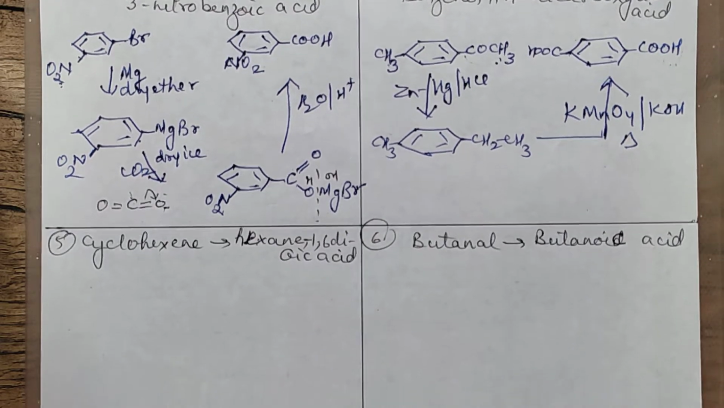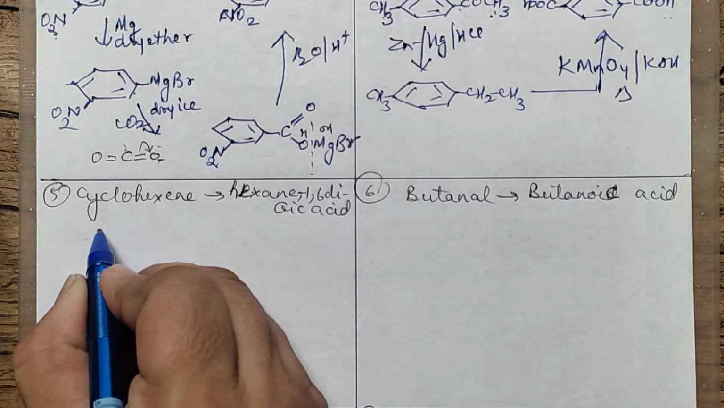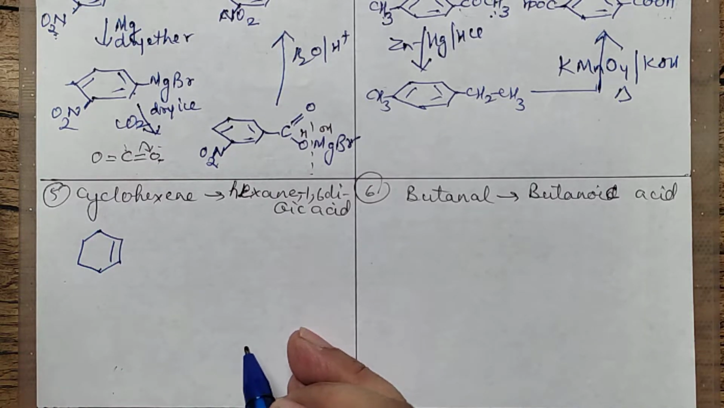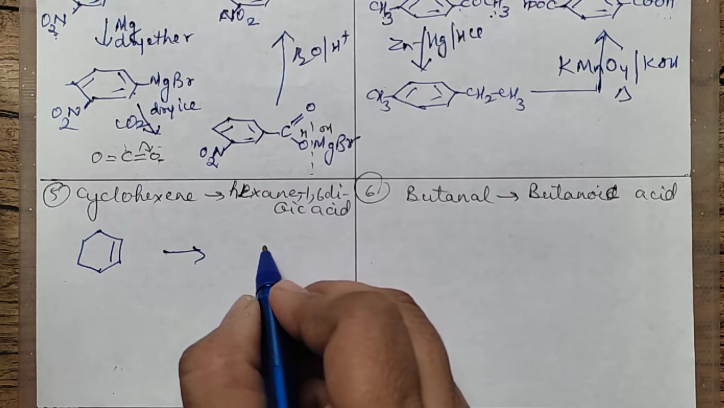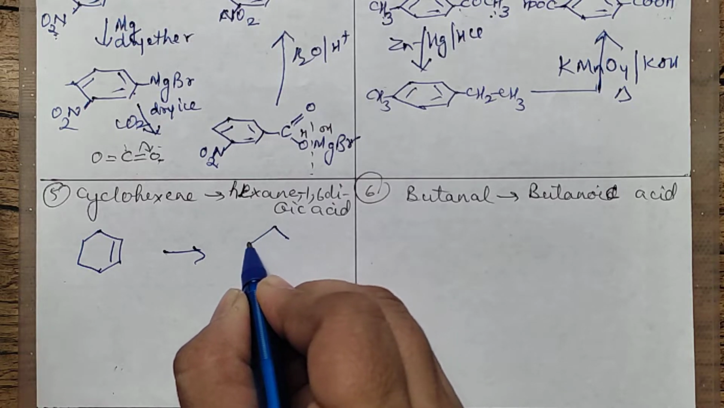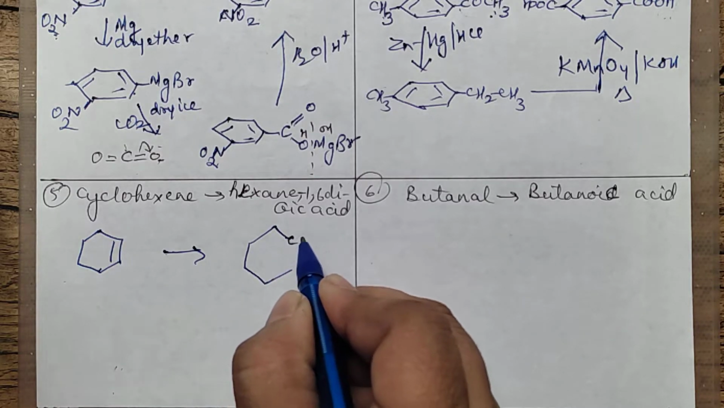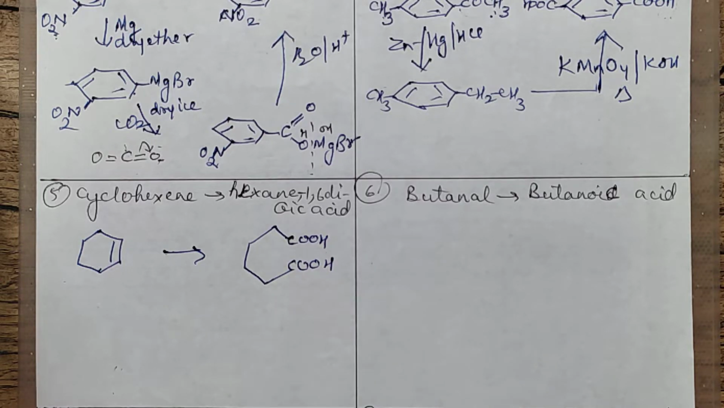Okay, now moving on to the next reaction. Cyclohexene. Cyclohexene we are converting into hexane 1,6-dioic acid. So what we are doing is cyclohexene, cyclic structure and a double bond. What are we preparing? Hexane means we are having a straight chain. In a way we can do like this. I have broken this bond, and here you are having COOH, here also you are having COOH.